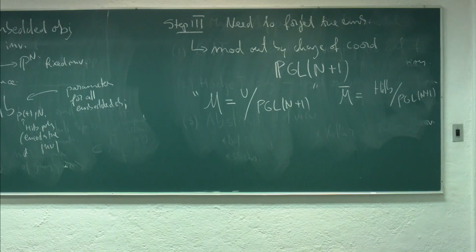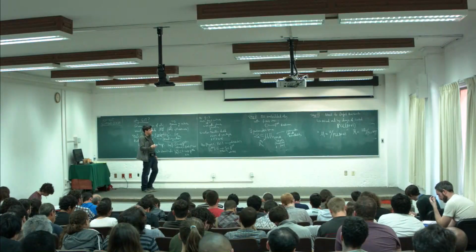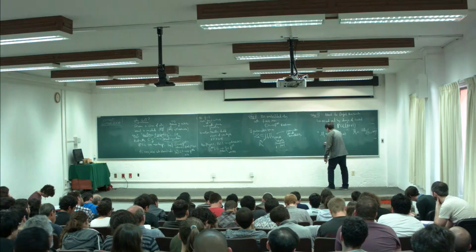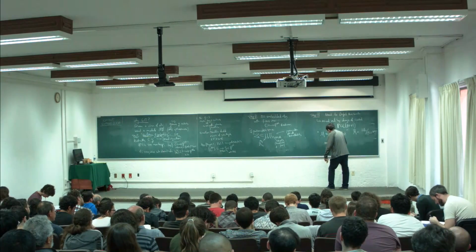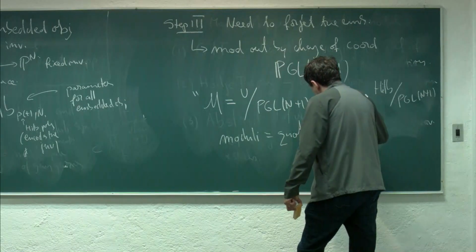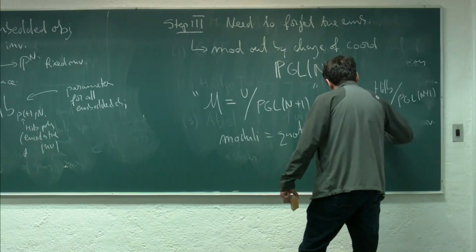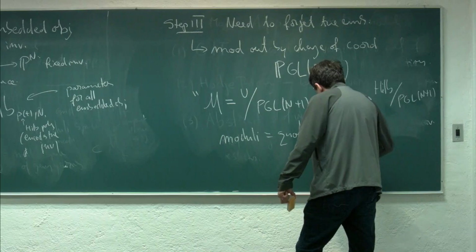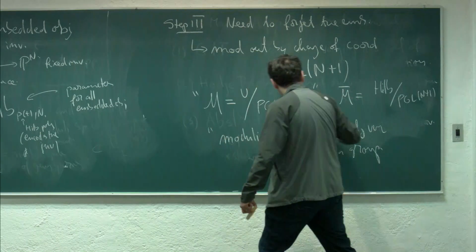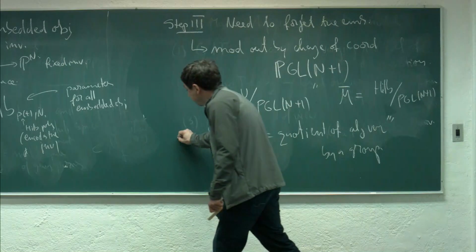So this gives you a basic construction. You start with something abstract and you get to something concrete. So the point is that the moduli space is a quotient of an algebraic variety by a group. That's kind of the mantra of GIT.